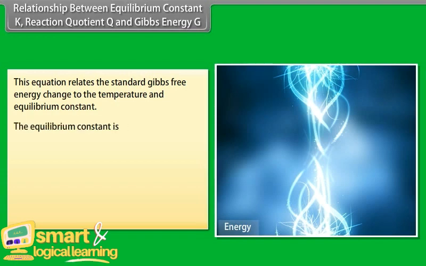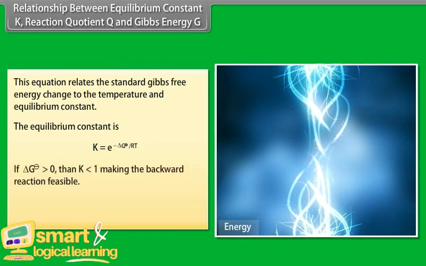The equilibrium constant is, if change in standard Gibbs free energy is greater than 0, then K is less than 1, making the backward reaction feasible. If change in standard Gibbs free energy is less than 0, then K is greater than 1, making the forward reaction feasible.